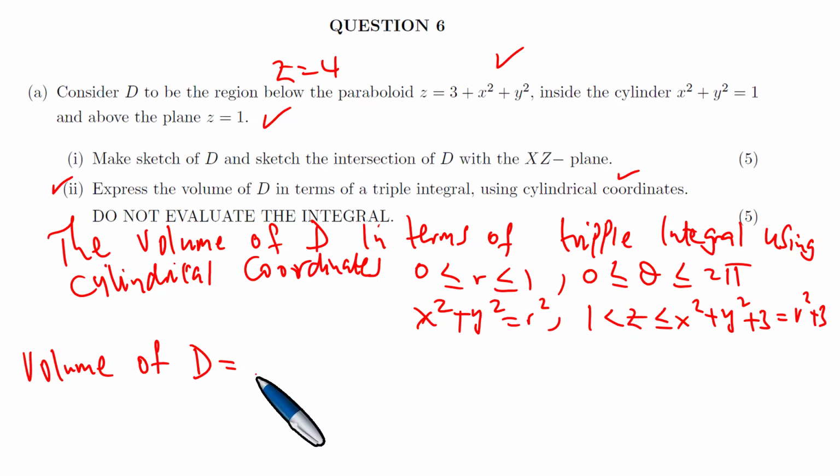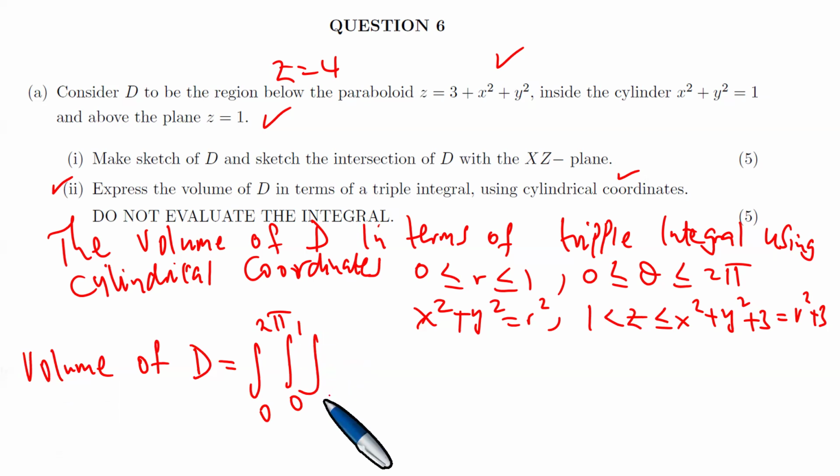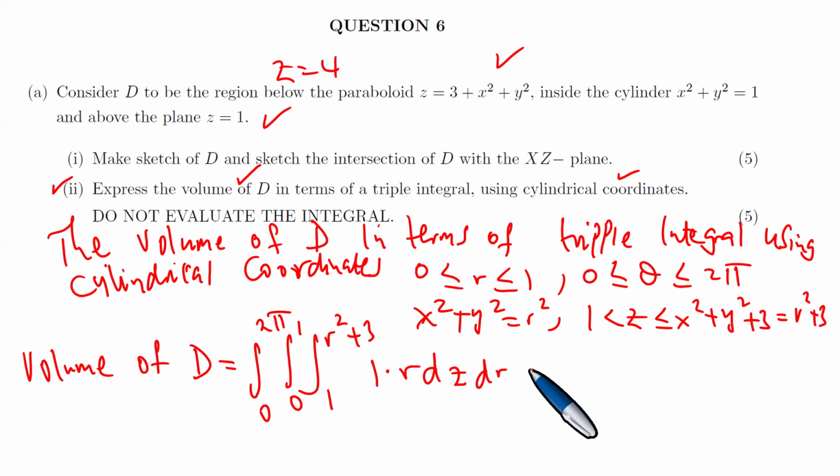The volume of D is equal to the triple integral, 0 to 2 pi, 0 to 1. You'll understand this, please. I'm just writing these things here, and then we shall elaborate on them. So 0 to 1, and then 1 to r squared plus 3. And if we want to find the volume of D, we put the number 1, r dz dr d theta.